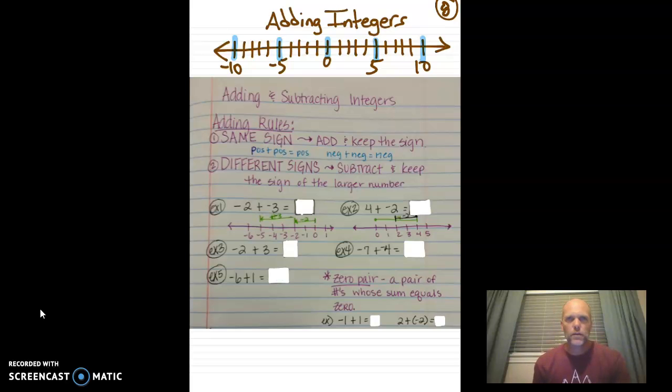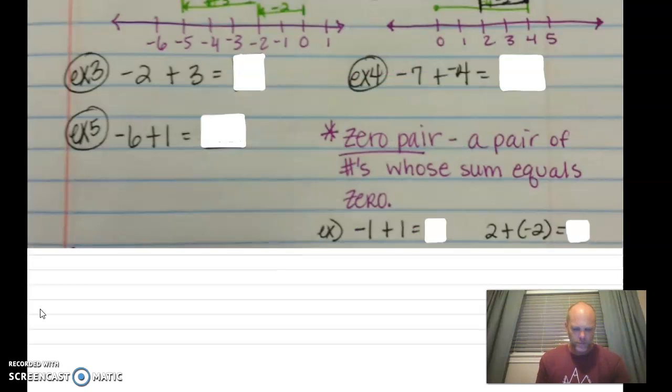I want to tell you the way that I think of adding integers is like adding ingredients into a bowl, or comparing apples and oranges. Like if apples were positives and oranges were negatives. So I'm just going to show you real quick what that means to me.